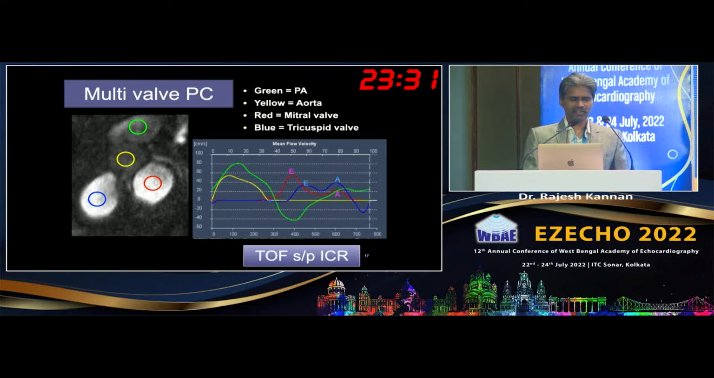This is an example of a TOF status post repair where we can see that there is a severe PR. But we can also look at the time difference between the pulmonary valve closure and the tricuspid valve opening. There is a significant delay due to the diastolic dysfunction. So we can get a lot more physiological information which may not be possible in an echo, where we can assess each valve only separately, not simultaneously.